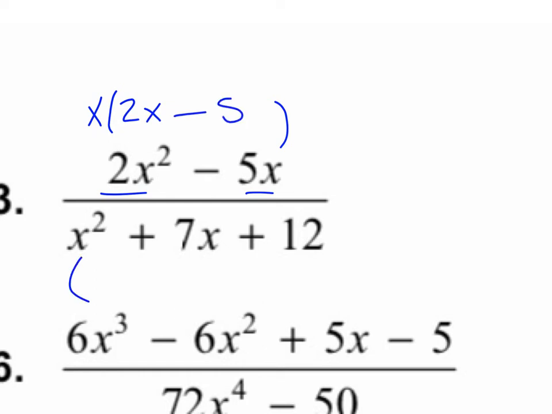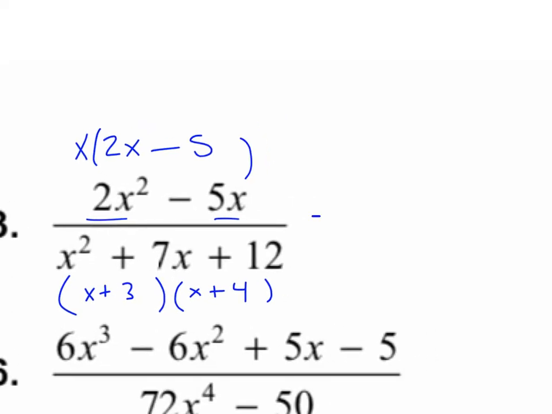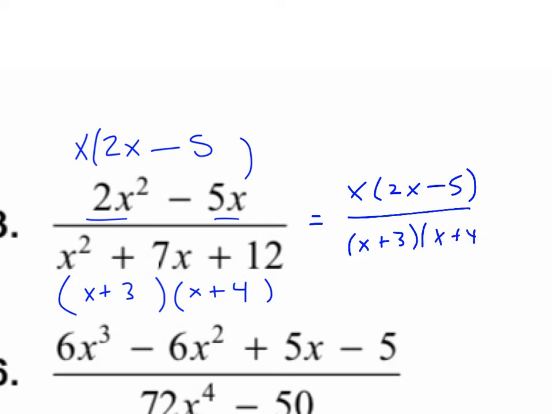And then how can we factor the bottom? What are 2 factors of 12 that add to 7? 3 and 4. So x plus 3, x plus 4. Do we have anything in common on the top and on the bottom? Nope. So we can't simplify anything here. We're just left with x times 2x minus 5 over x plus 3 times x plus 4.